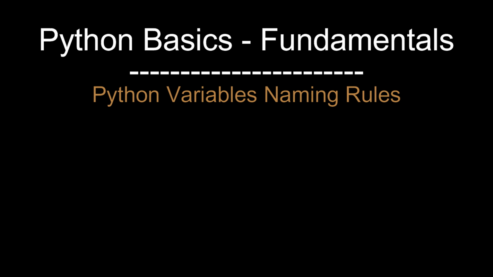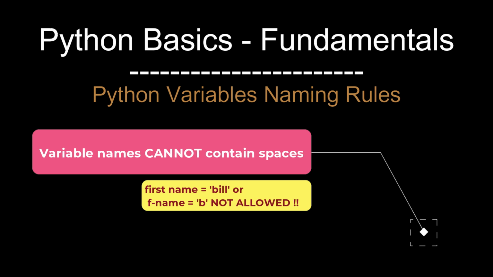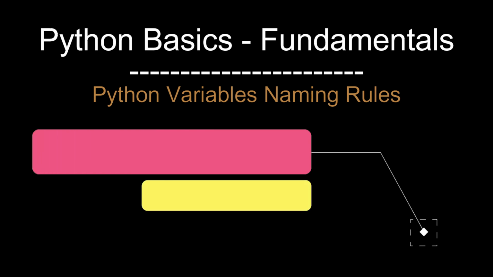Whenever you are creating Python variables, you should keep those rules in mind. And the other thing is that Python variable names cannot contain spaces. To separate words in variables, you use an underscore. You can't use a space or a hyphen. The last one is that variable names cannot be the same as keywords, reserved words, or built-in functions in Python.